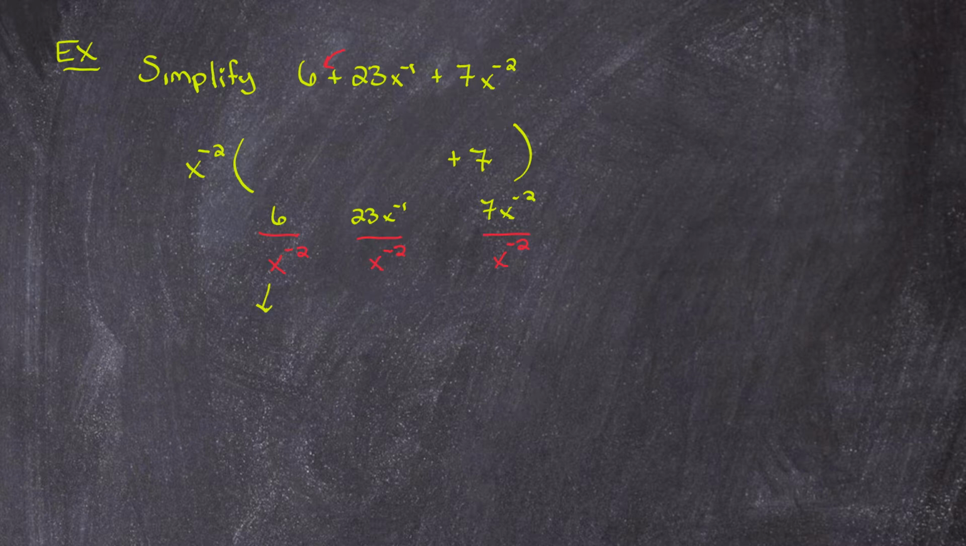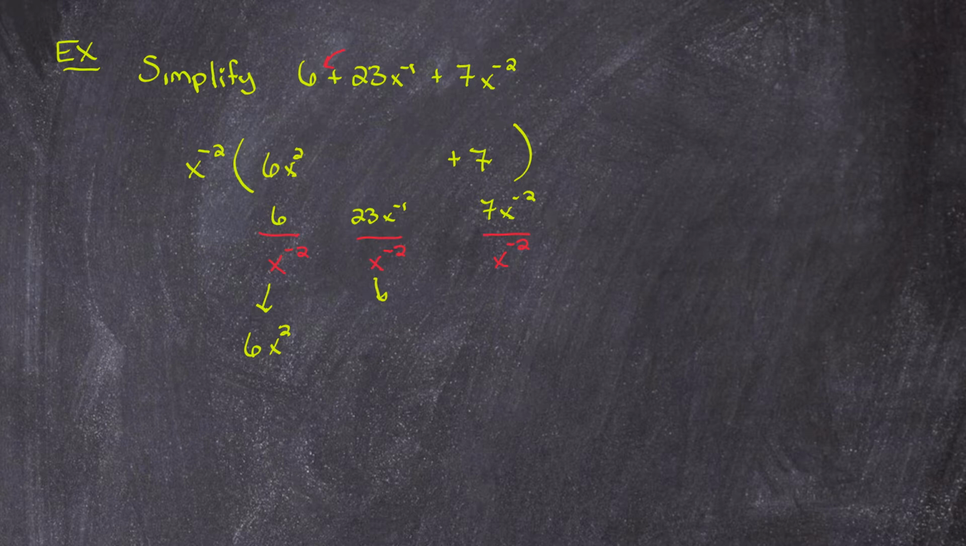So I'm going to look at this 6 over x to the negative 2. Remember, that's a negative exponent on x to the negative 2 there. So I'll write that as a 6 times x to the positive 2. All I did was rip a negative off the exponent and take the reciprocal. So that is 6x squared.